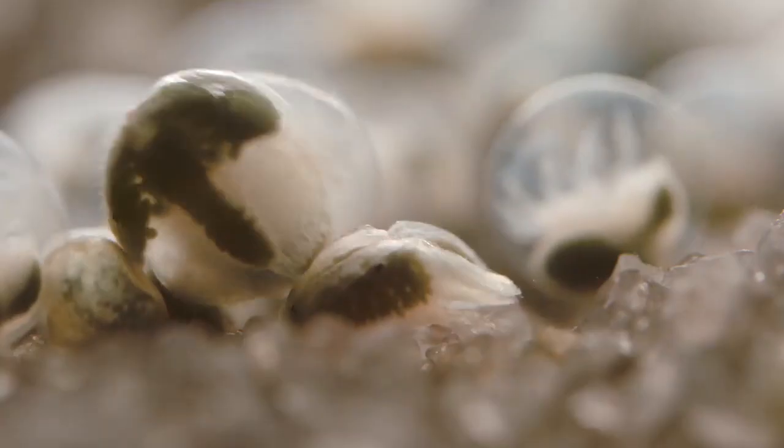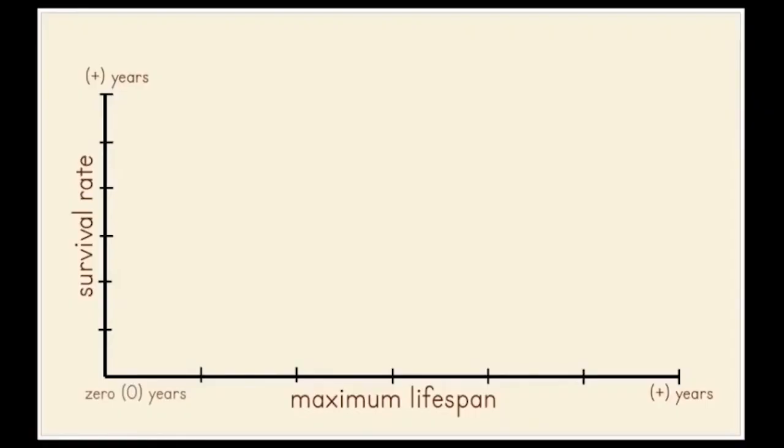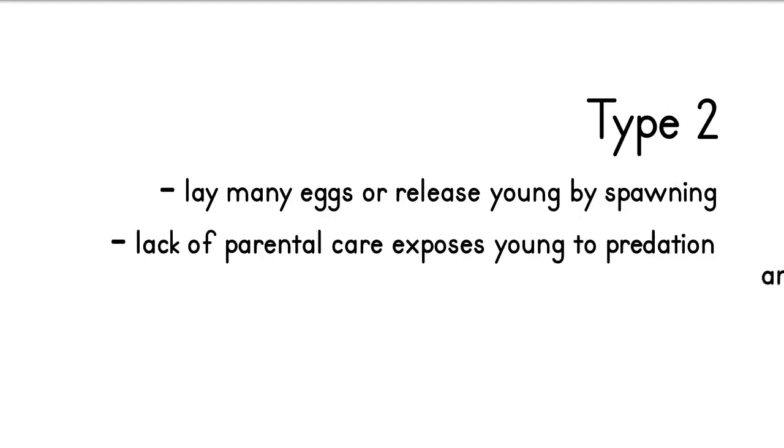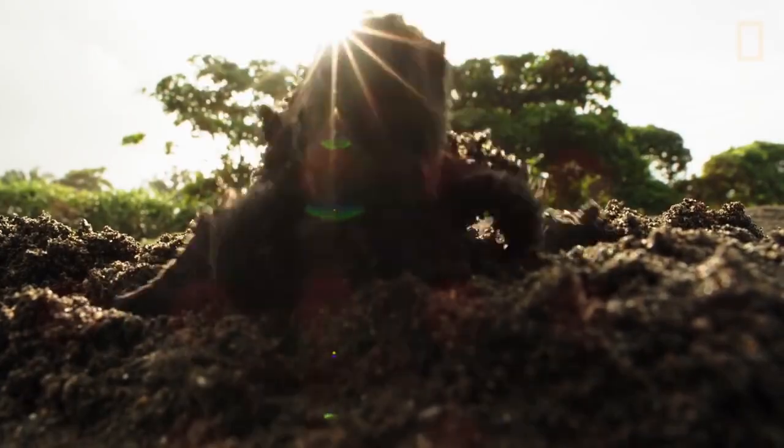Type 2 is applicable to organisms that lay a clutch of many eggs or release their young by spawning. The curve is basically a line that extends from the highest point down to the lower right end of the x-axis. The organism displays a more or less constant rate of diminution through life because the lack of parental care exposes the young to predation and starvation, among other things.